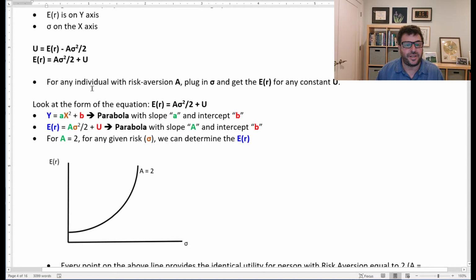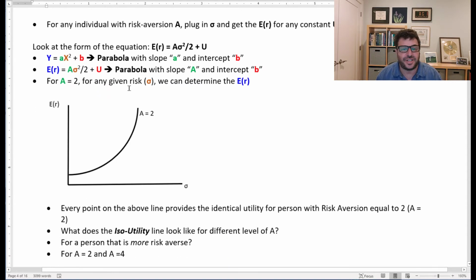And so for any individual with risk aversion A, I can plug in a sigma and spit out an expected return for any constant utility. And so this can show me how expected return has to increase as risk increases to maintain this same level of utility. Now let's just look at the basic form of this equation so we can understand how to graph it. And I can see that this is of the same form as y equals A times x squared plus b.